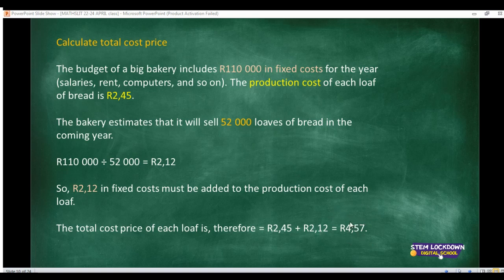So by buying just that one loaf of bread, you are contributing towards paying their salaries, you are contributing towards paying their rent, you are contributing towards paying their computers, and you're contributing towards paying the production cost of that bread. So this 4 rand 57 is covering all of those costs for the year. By the time the year ends, they would have made back all their 110,000 rands, which has gone towards the salaries, the rent, the computers.